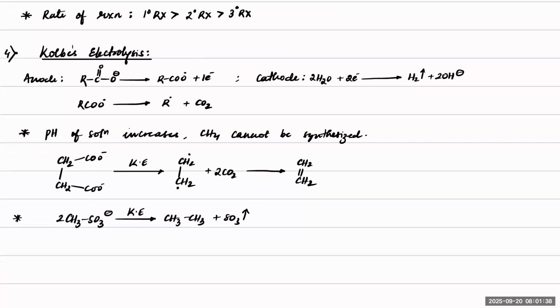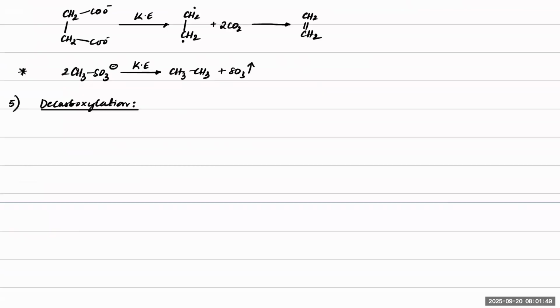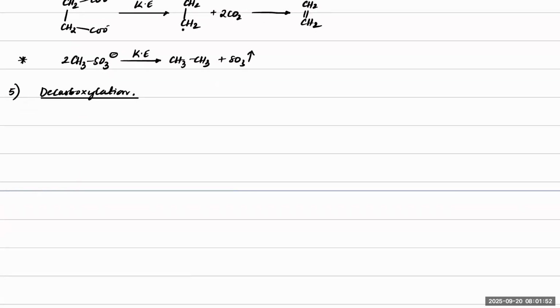Next one is decarboxylation. What this decarboxylation is, is soda lime decarboxylation. So if you have something like RCOO minus Na plus, and you react it with NaOH and CaO, this will become an alkane, and the other part will become Na2CO3. This is soda lime decarboxylation.